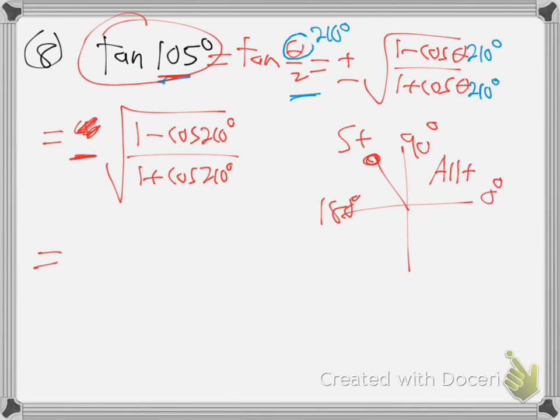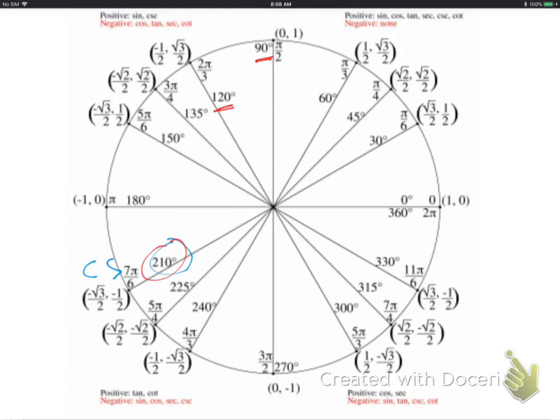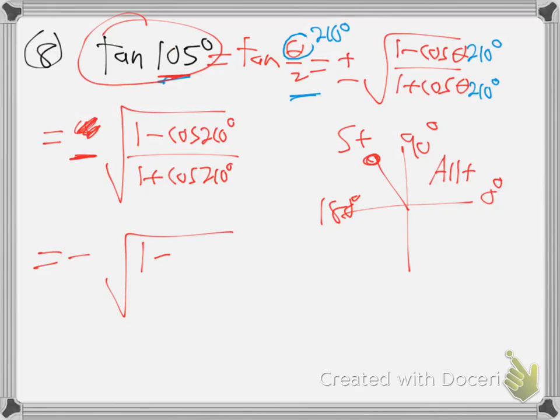What's cosine 210? So we've got negative square root of 1 minus, go to the unit circle, cosine 210. Cosine 210 is negative root 3 over 2. So 1 plus negative root 3 over 2. Watch out, you've got the double negative on the top. Is that good? So really, those signs are going to be flip-flopped. It's just going to be a mess. All kinds of things are going to happen now.